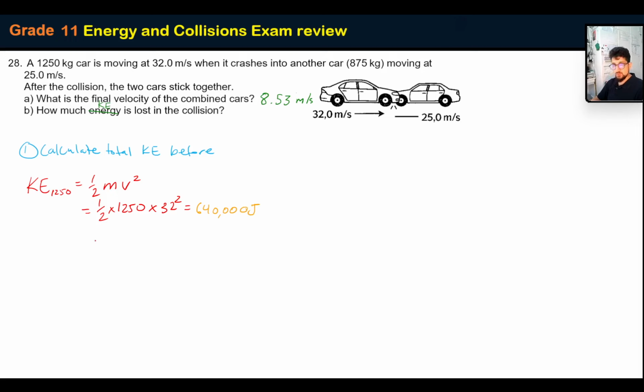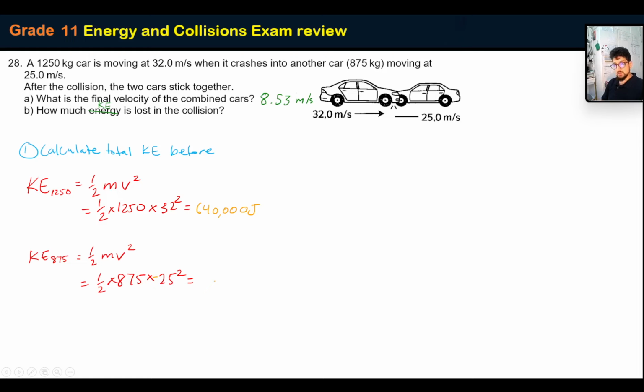Now I need to do the same thing to the other car, so that's going to be the kinetic energy of the 875 kilogram car, which is half times 875 multiplied by 25 squared. Now you might be thinking, well, hang on, it's negative 25. It doesn't make a difference because energy is not a vector quantity. So whether it's 25 or negative 25, if you square negative 25 it's going to give you a positive number. So it doesn't matter whether you put negative 25 or 25. It's still going to give me a positive number here, okay?